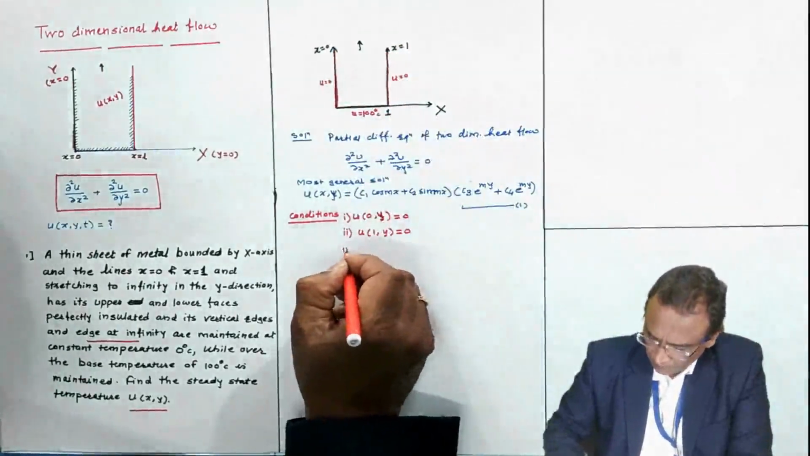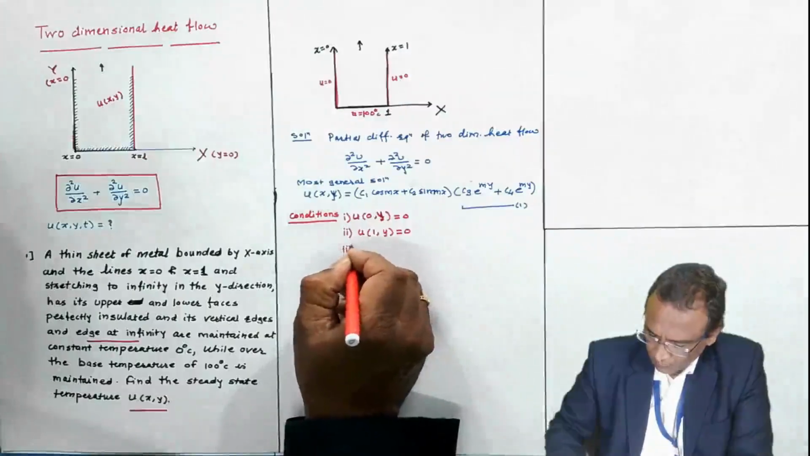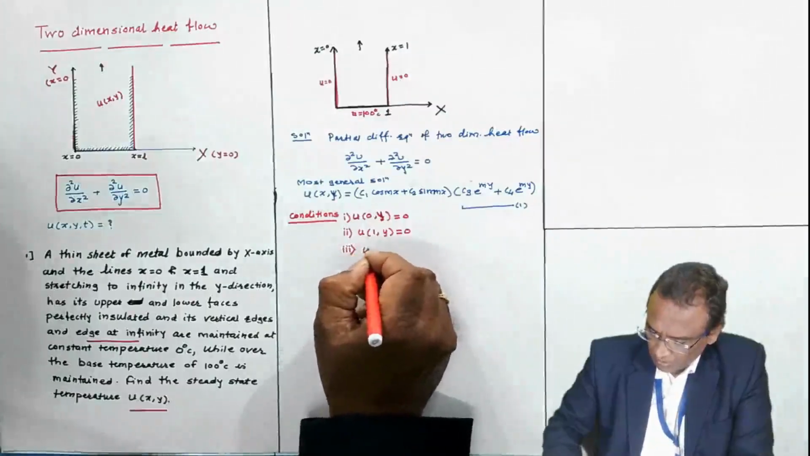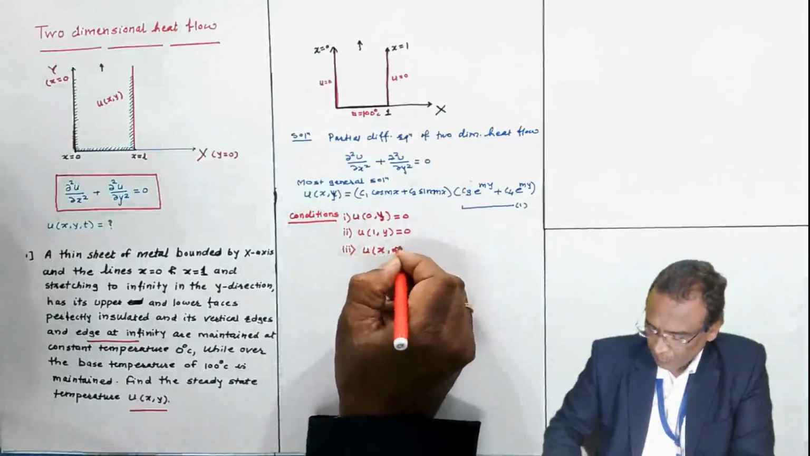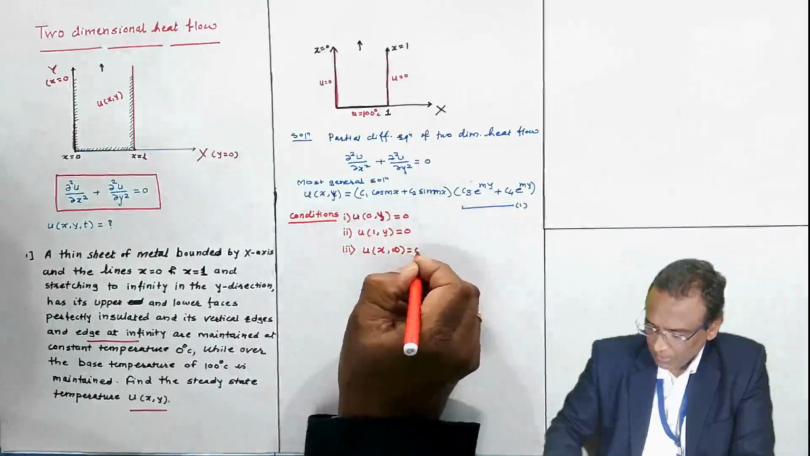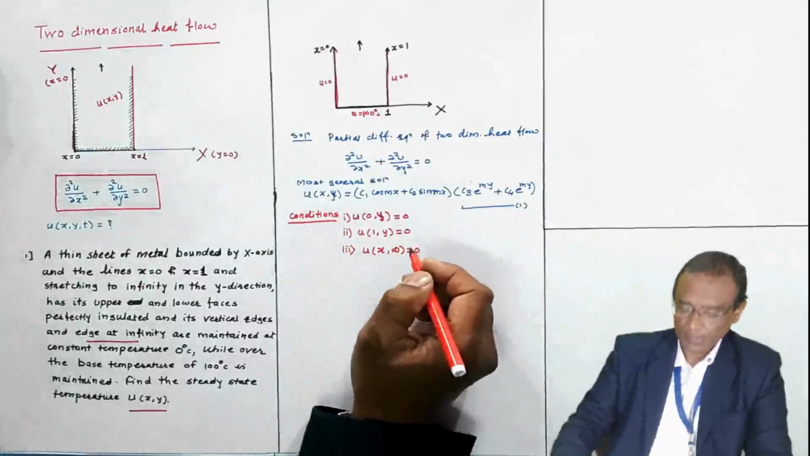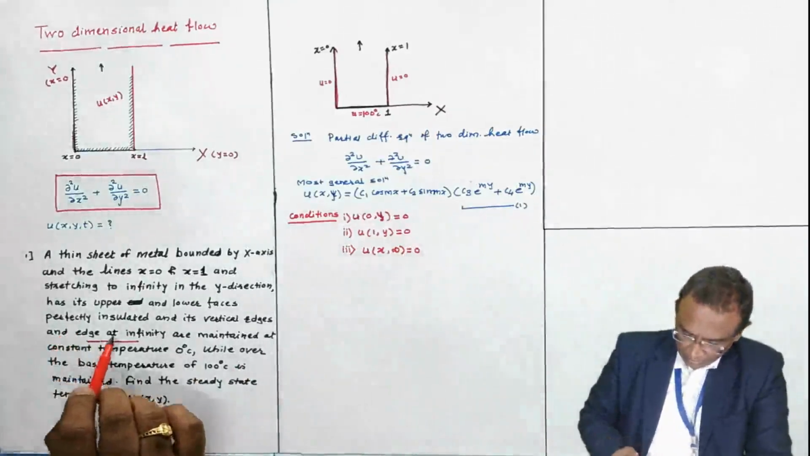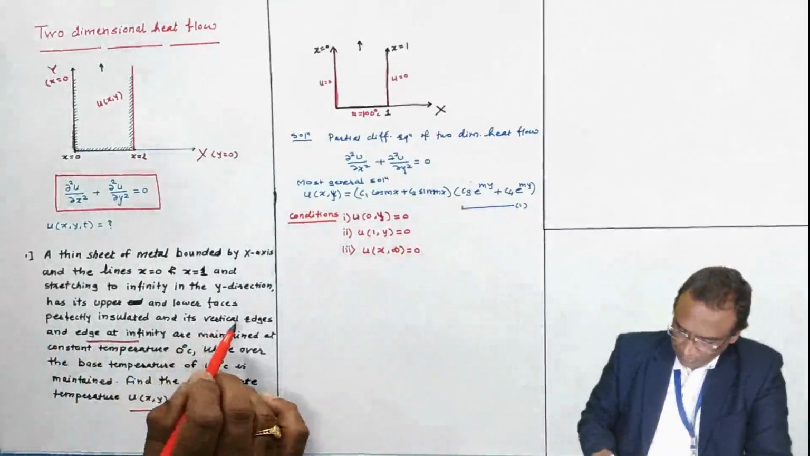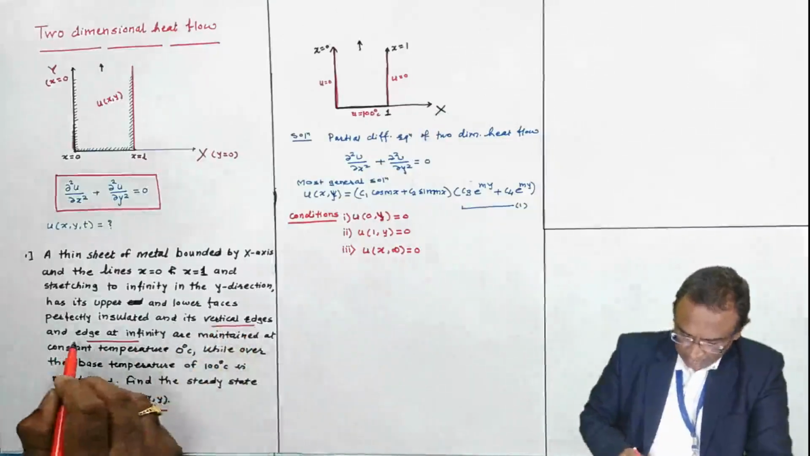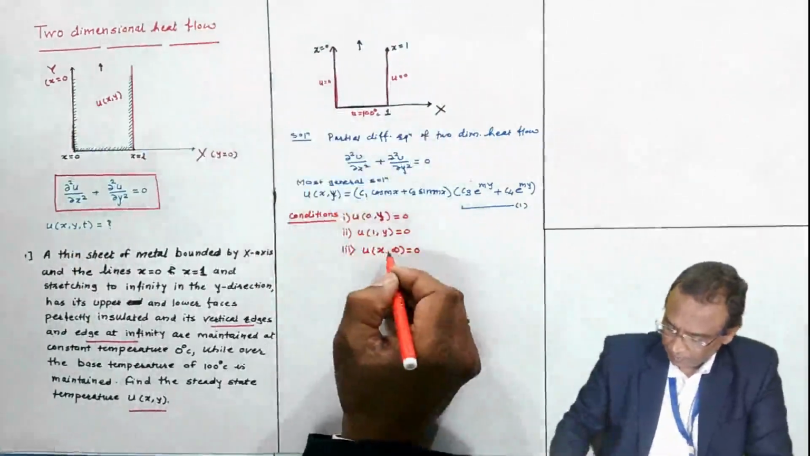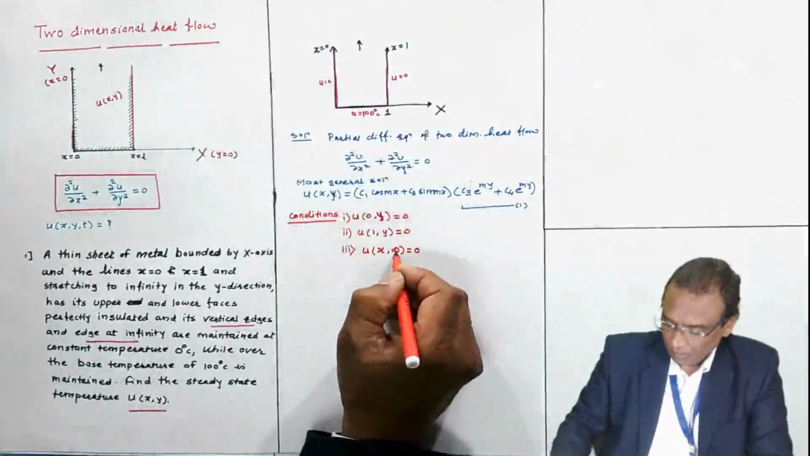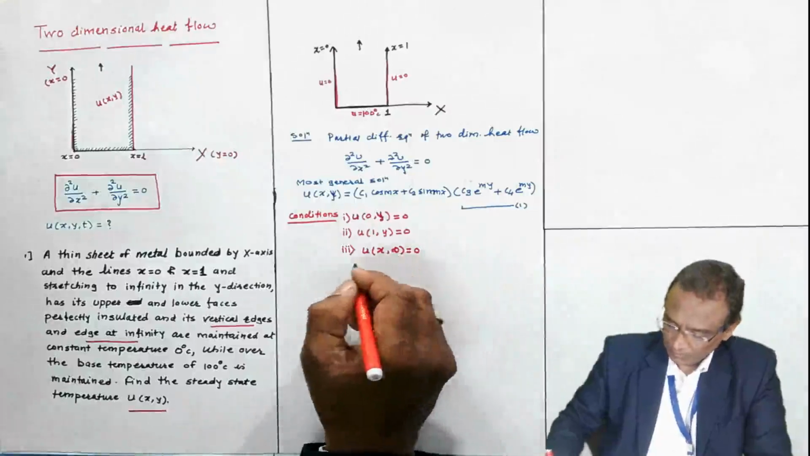Now the third one is when y is infinity, again u is equal to 0. It is given here that the vertical edges and the edge at infinity are where the temperature is 0.